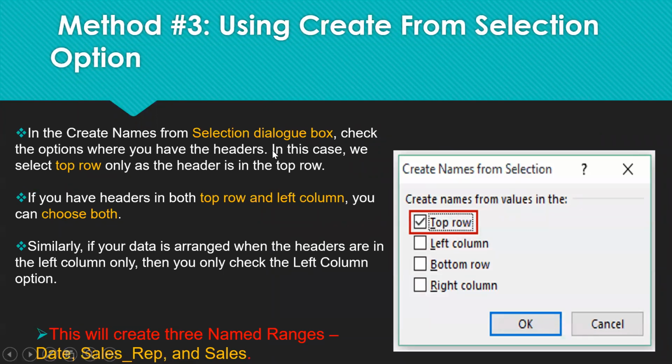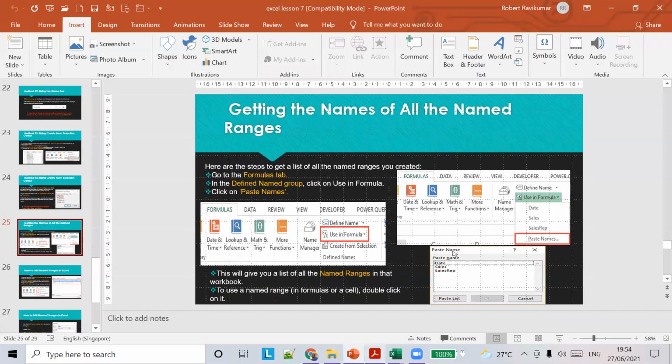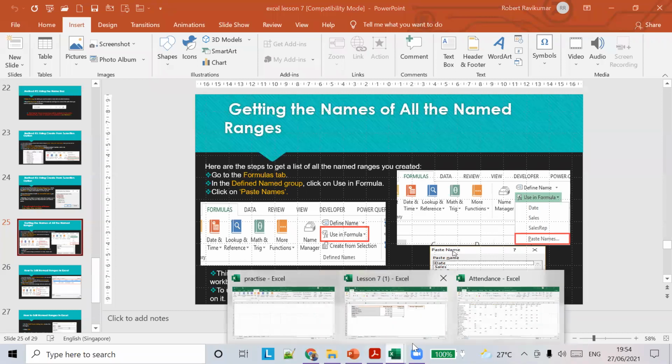In the Create Names from Selection dialog, check the options where you have the headers. In this case, the top row has headers, so we are choosing the top row. If you have headers at the bottom or left or top row, you can choose both. Similarly, if your headers are in the left column only, then you can check only the left column. This will create the three name ranges. Let's see how to do this.